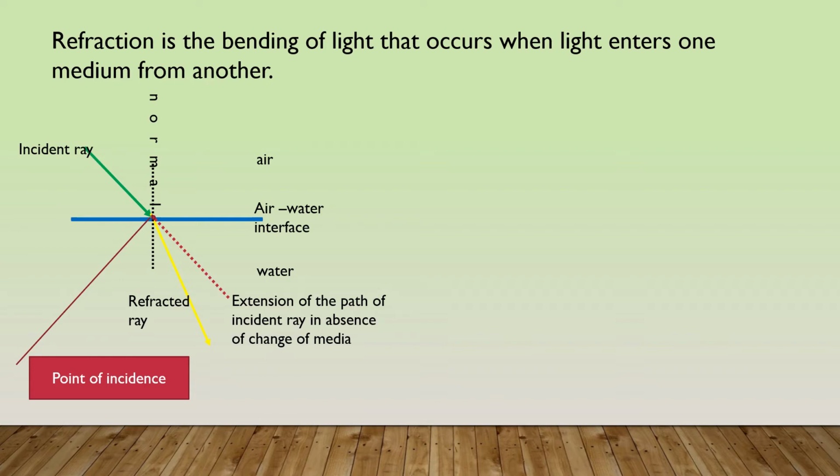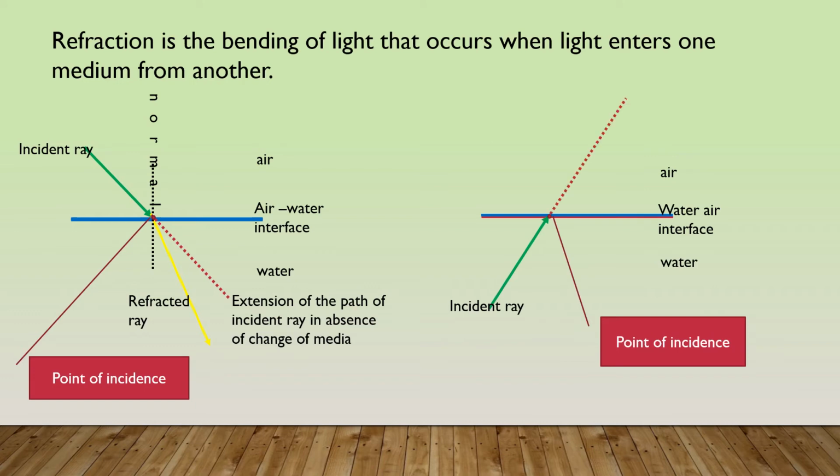Now let us reverse the situation and see. So now this is the boundary of again air and water. Yes, you can guess it. It is the interface. But now I have written it as the water and air interface. What is the reason? Because now the incident ray is coming from the water side. So it is crossing the water and it is going to air. So this is the incident ray, and you can locate this point. This point is the point of incidence. And this is, yes, any guesses? It is the extension of the path of incident ray in absence of change of media.